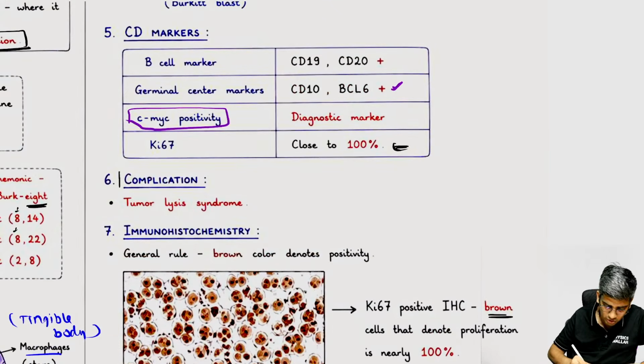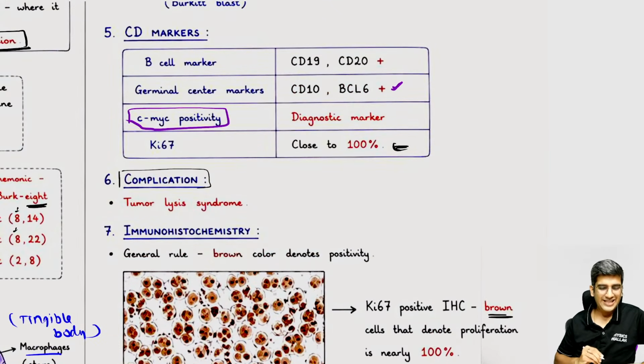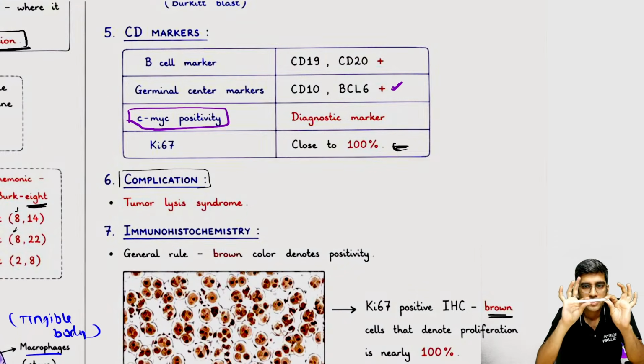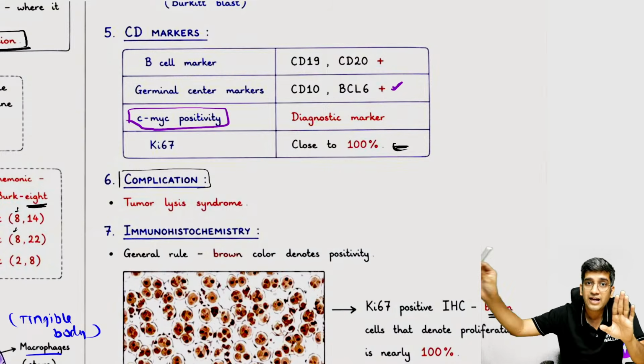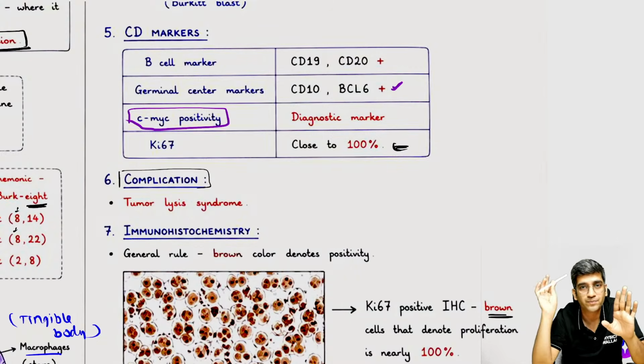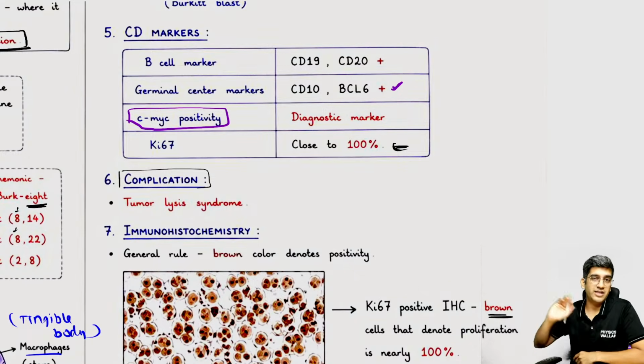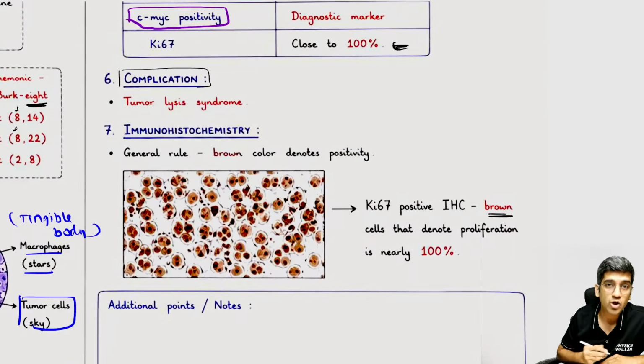One of the worst complications of Burkitt's is tumor lysis syndrome. See, Burkitt's is a double-edged sword. The tumor came, I should diagnose fast. If I miss the diagnosis, it will spread and metastasize and kill the patient. If I diagnose fast, I should treat it. The problem is treating also. That's tumor lysis syndrome, right? This is a treatment-related complication of Burkitt's.